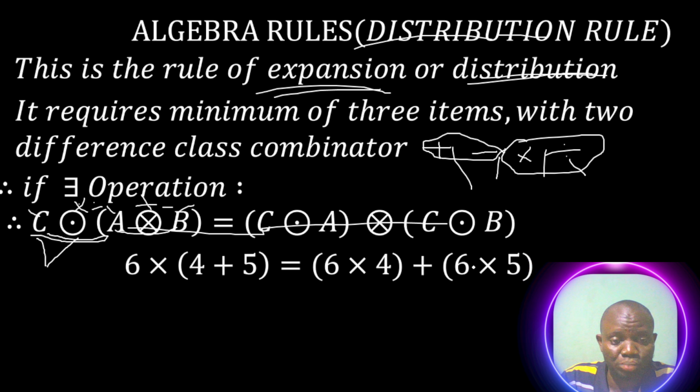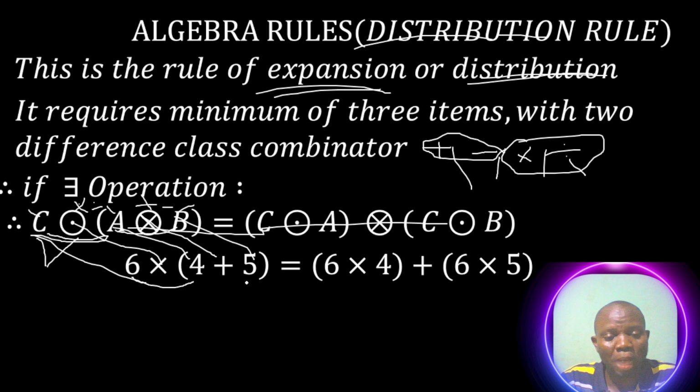Let us now see a sample. In this example, our C is 6, our first sign is multiplication, our A is 4, our second sign is plus, and our B is 5. If we now distribute 6 over 4 and 5, what happens? 6 is being distributed over 4, and 6 is being distributed over 5. We now have 6 multiplied by 4 and 6 multiplied by 5.